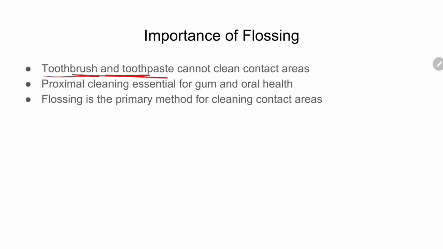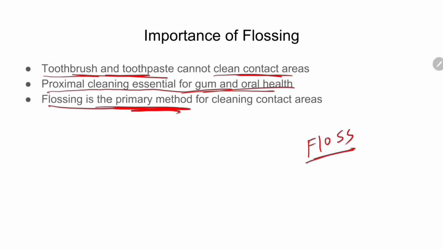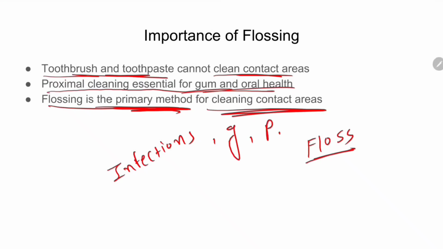Now, how are you going to clean these contact areas? Toothbrush and toothpaste cannot clean these contact areas. So, we use daily floss to clean these contact areas to prevent infection. Proximal cleaning is essential for gums and oral health. Flossing is the primary method, or I can say the only method, to clean these contact areas and prevent infections, gingivitis and periodontitis, right?